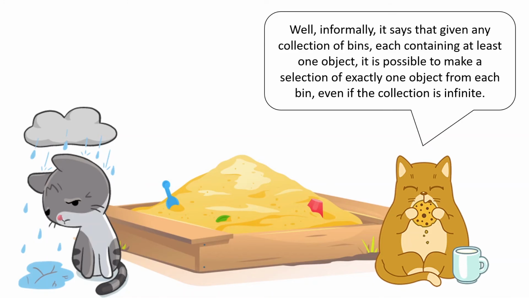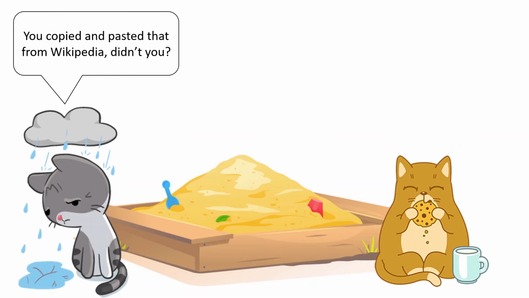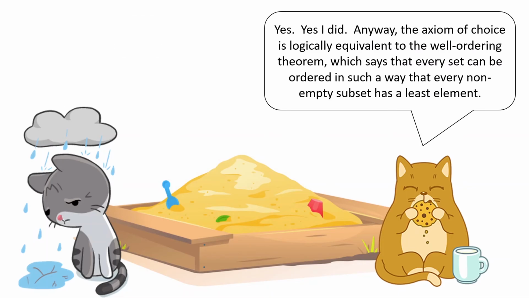If it was a real world situation, you couldn't do that because you'd run out of time and you'd die of old age before you got done selecting. But in math, we don't really think of things as taking any time. We can just do them. So that's kind of a superpower in that sense. Yeah, so that is the axiom of choice. And I did indeed copy and paste that from Wikipedia. Wikipedia has lots of good math information.